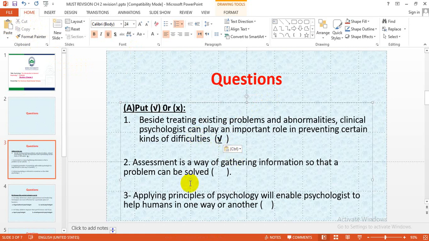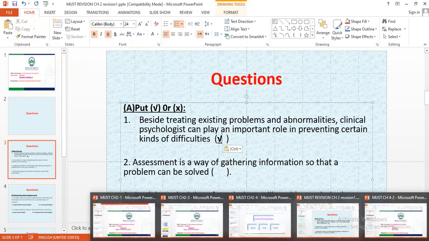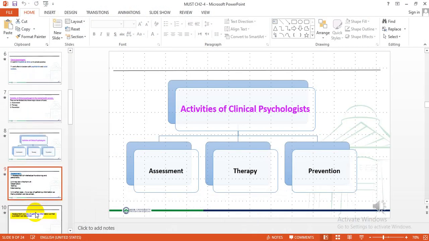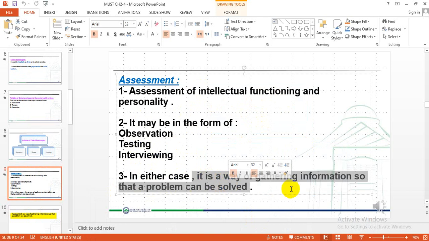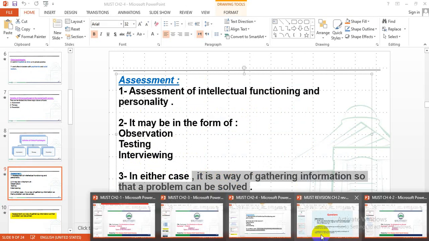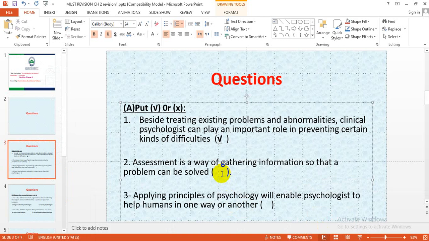Assessment is a way of gathering information so that a problem can be solved. Let us check the slide that talks about assessment. Assessment, this is the definition of intellectual functioning and personality, and it may be in the form of observation, testing, interviewing, and in either case, it is a way of gathering information so that the problem can be solved. So our answer will be true.